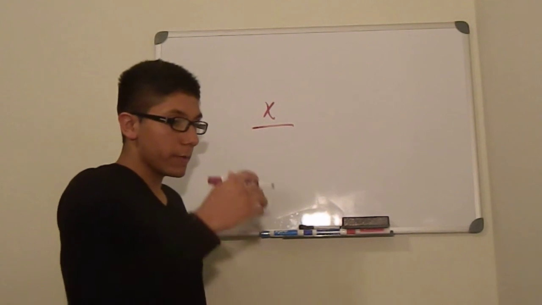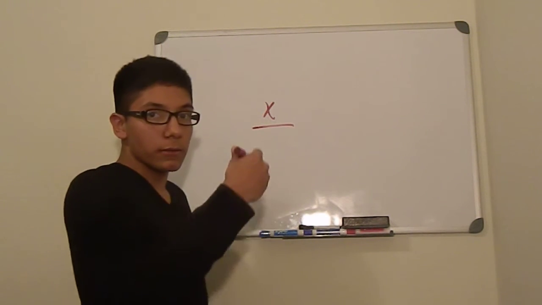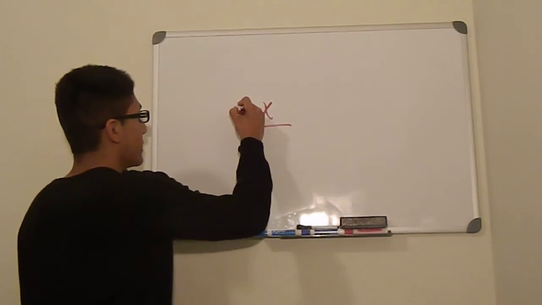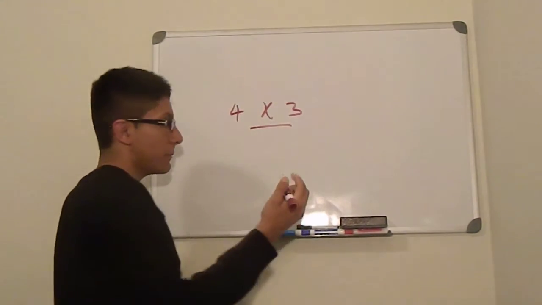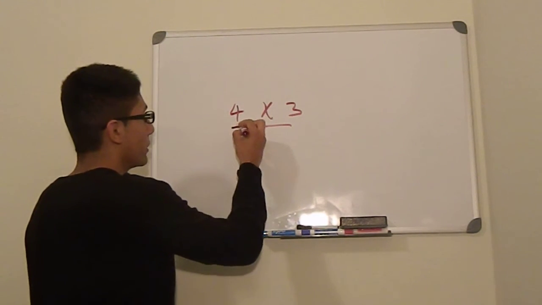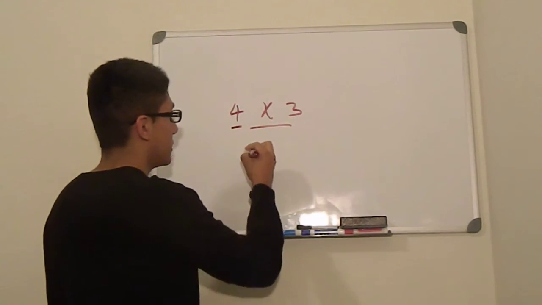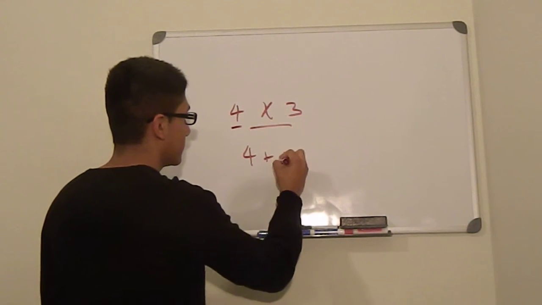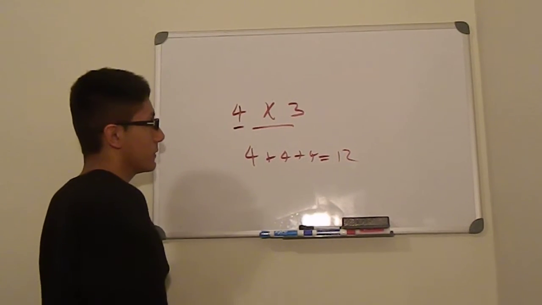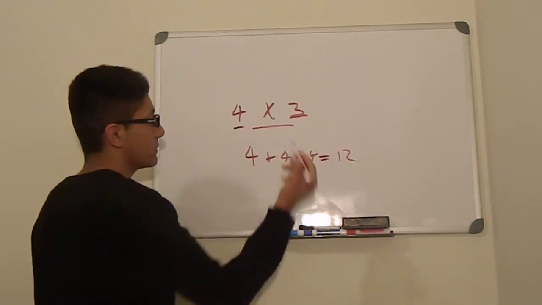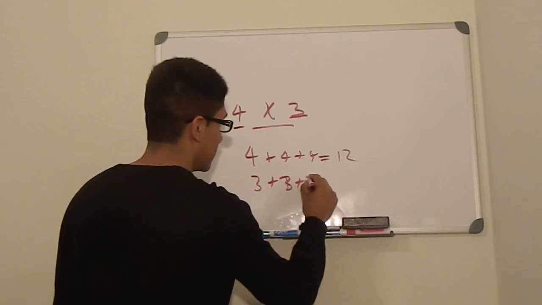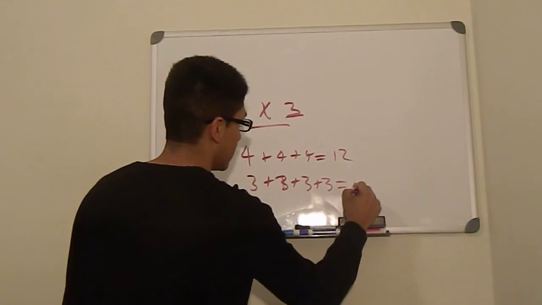Multiplication is simply adding the same number a certain amount of times. So we say 4 times 3. We can think about this two different ways. Either 4 being added to itself 3 times, which equals 12, or 3 being added to itself 4 times.